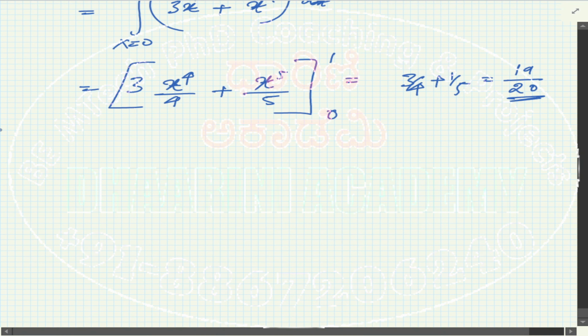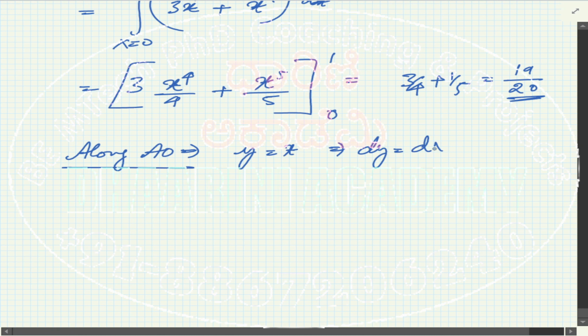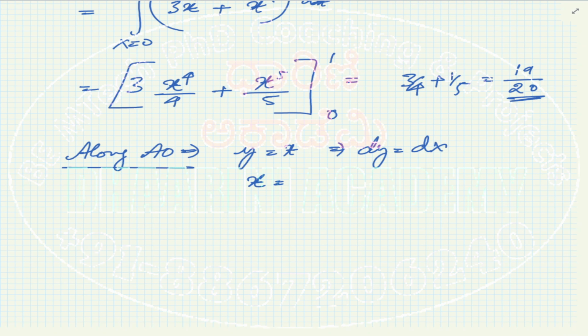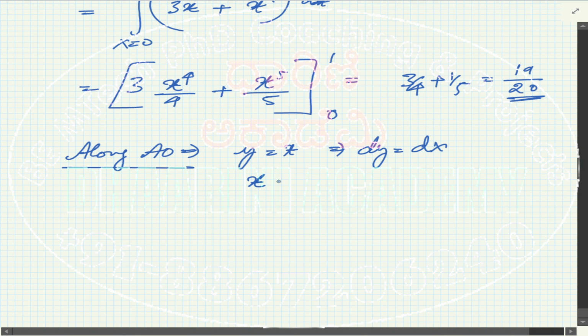Now we have to come back to A from O using the other path. So we'll write along AO. So now we are using y equal to x line. This implies every dy can be equated to dx, right? And once again, in this case, x varies from 1 to 0. So x begins with 1, right? So we start with 1 greater than or equal to x greater than or equal to 0. It's 1 to 0, right?